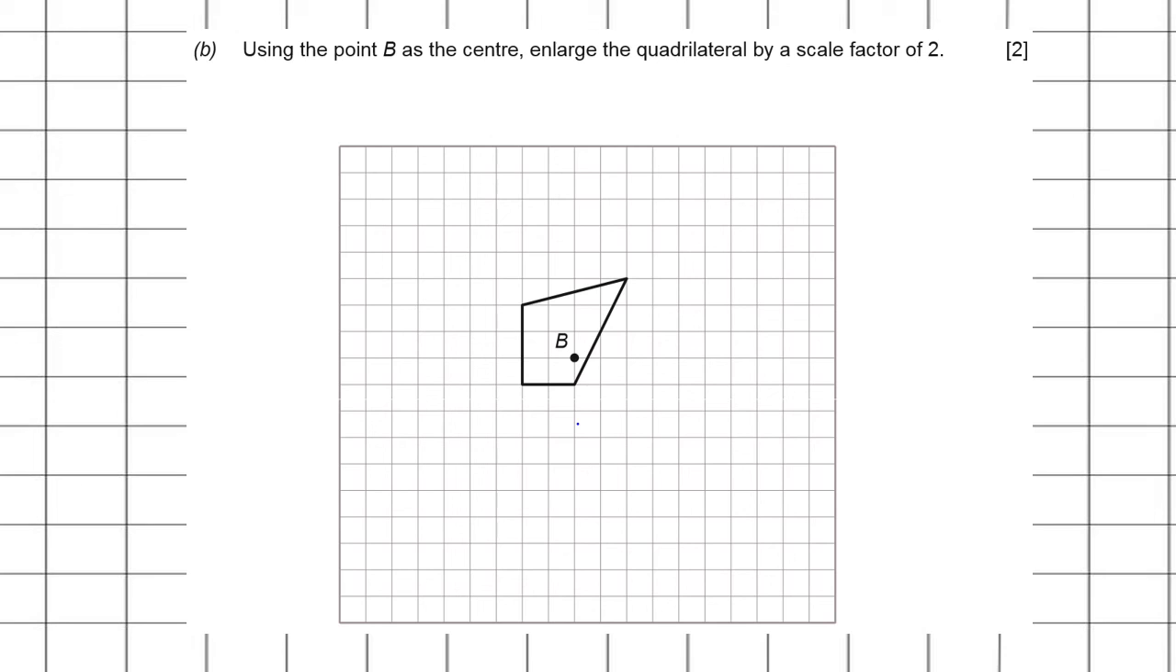Using B as a centre, enlarge the quadrilateral by a scale factor of 2. So that's there. Okay, so that's 1. So 2 is there. So therefore, 1, 2. So it's going to go up, come there. Yeah, and that's our new shape.